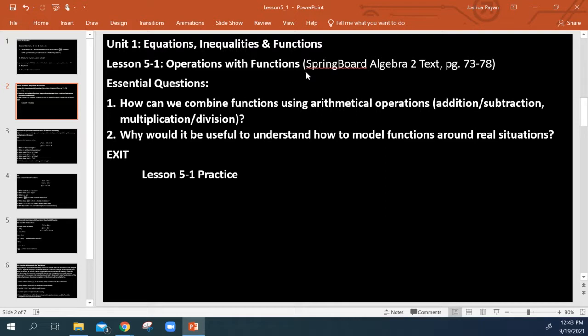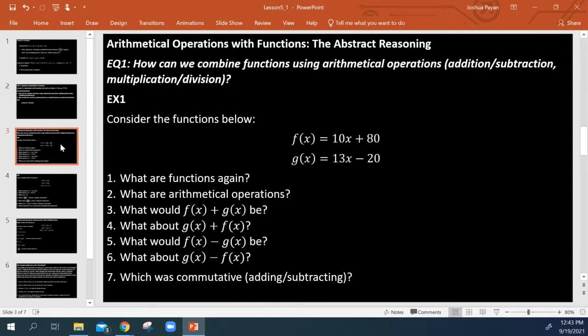So EQ1 is us actually doing these operations, namely, they're arithmetical operations. So addition, subtraction, multiplication, division. And then EQ2 is just going to be, how do these kind of things arise in the real world, quote unquote, right? So let's look at adding and subtracting functions.